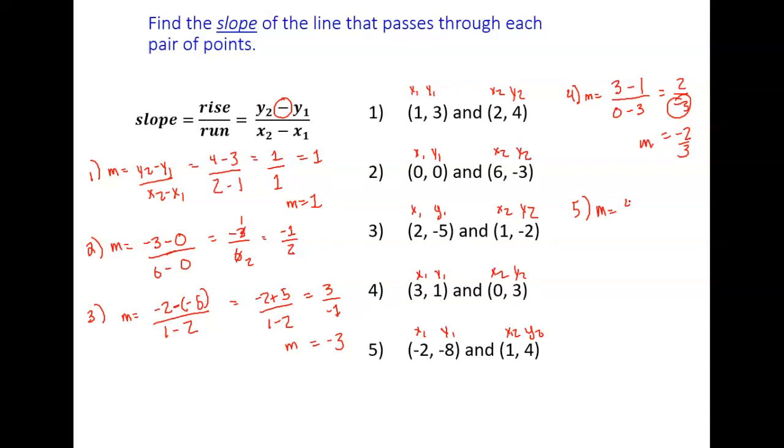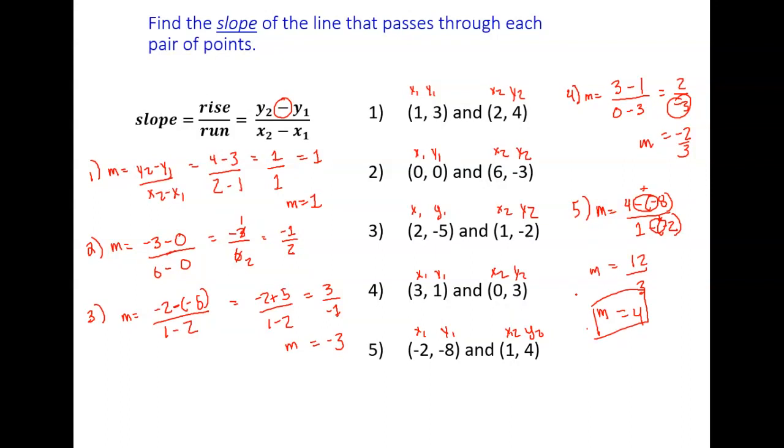So let's do the last one. Y2 is 4, take away a -8, over x1, which is 1, take away a -2. So this becomes a positive and this becomes a positive. So I get 8 plus 4 is 12, over 1 plus 2 is 3. So I get a 4. So my slope is a positive 4.